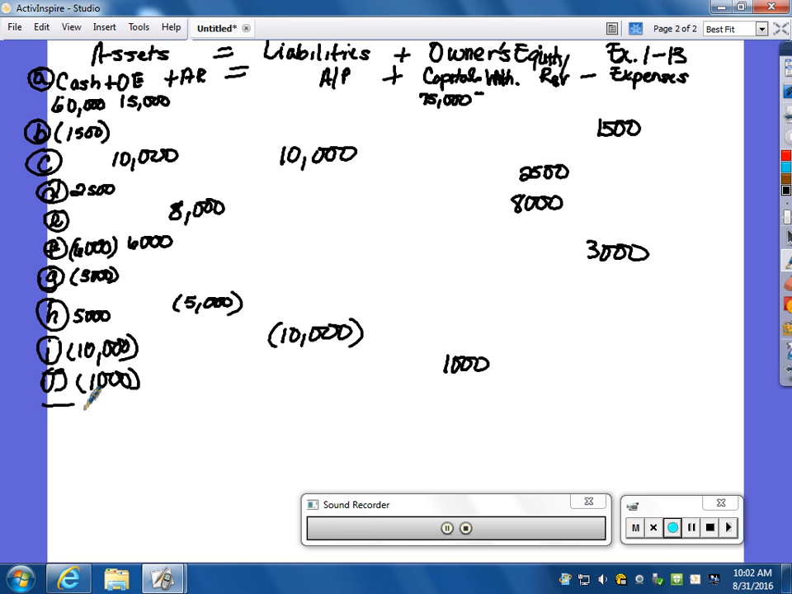So with that being said, help me balance this out. Start with cash first. That's why the calculators come in handy, so you don't have to do all of this in your head, right?